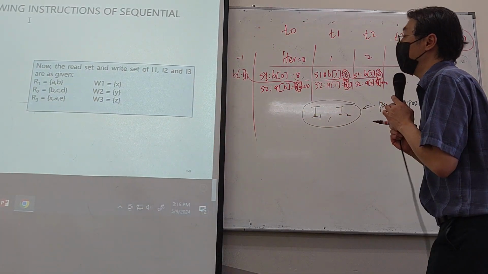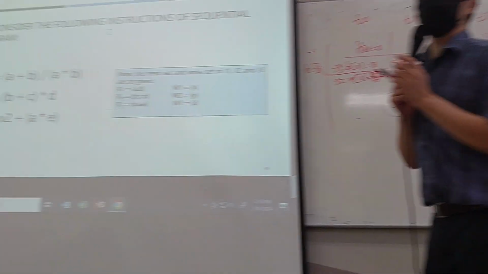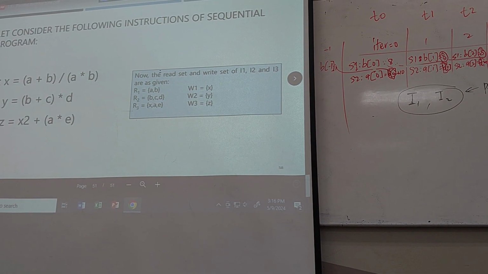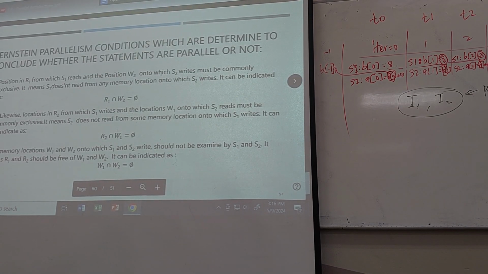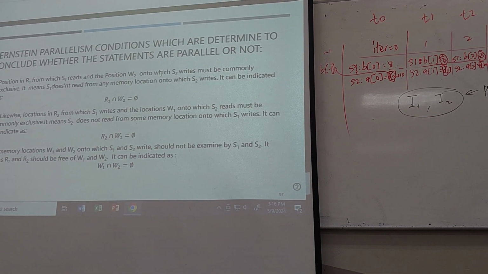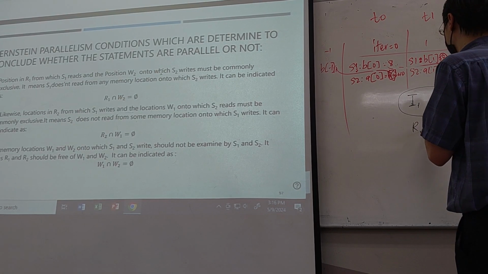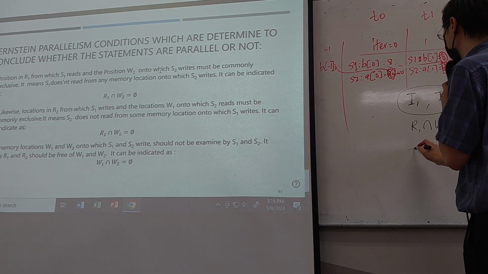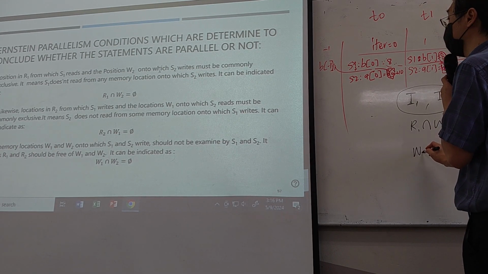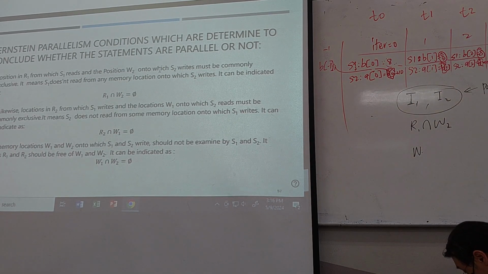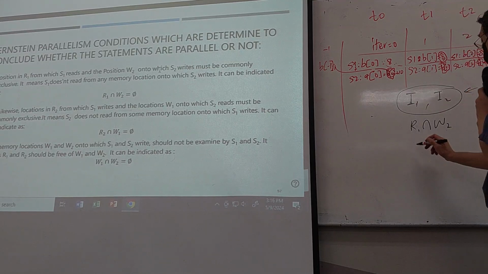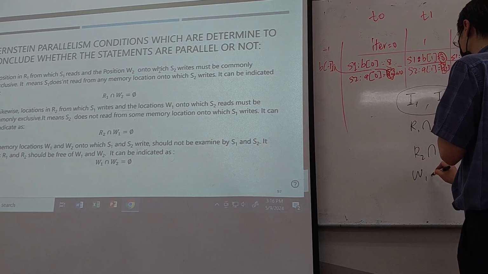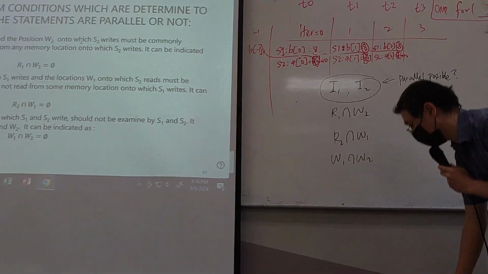Is it possible? In order to find out, we have to use this condition, the first time condition. Okay, the first one is that R1, W2. The second condition, R2, W1, and then this one is W1, W2. Okay?